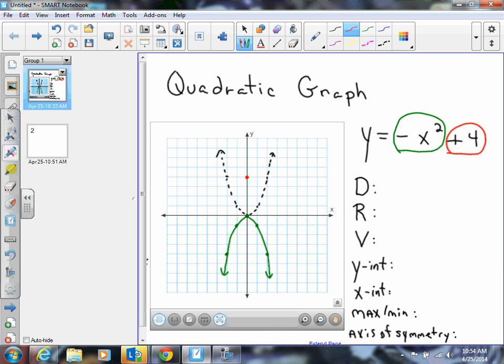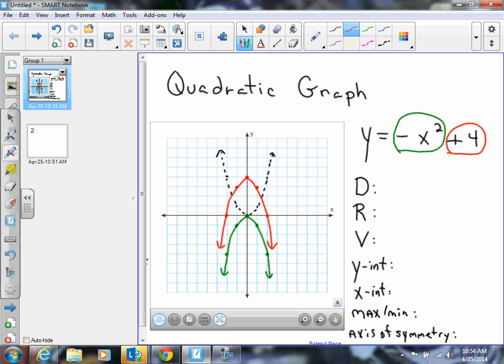So 0, 0 becomes 0, 4. We take the point at 1, negative 1, move it 4 up to 1, 3, and the same thing on the other side, as well as the points at 2, negative 4, and negative 2, negative 4, come all the way up to the x-axis. And so our final graph would look something like that. Very important to remember to put our arrowheads on the ends of the parabola.